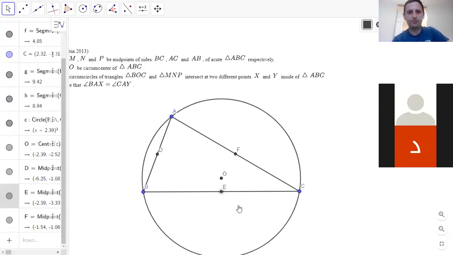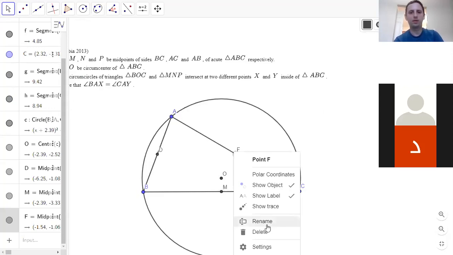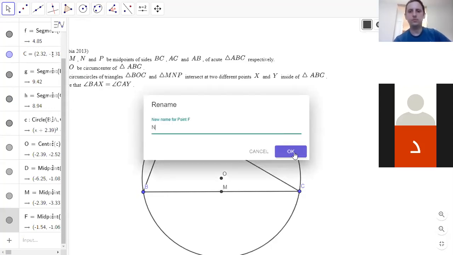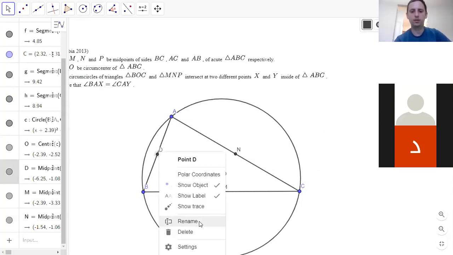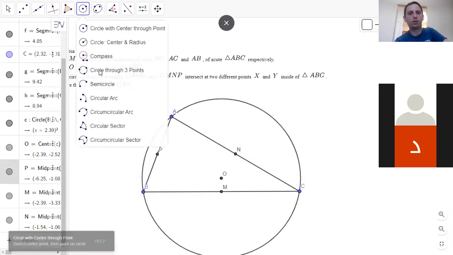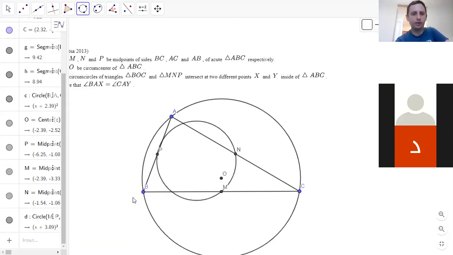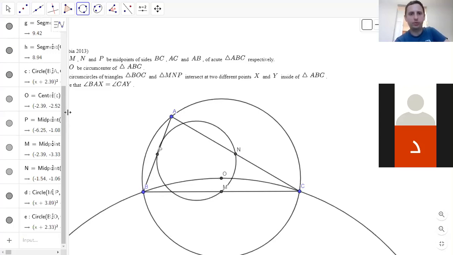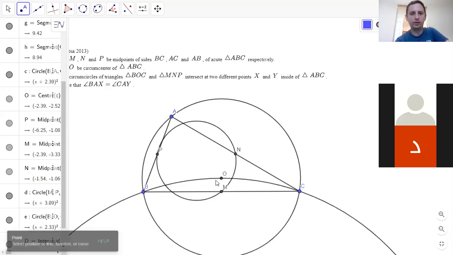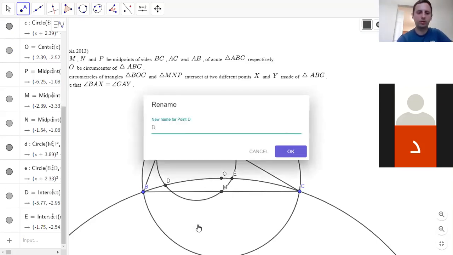So this is M. This is N. And this is P. And we draw the 9-point circle basically. So we want to see where MNP and BOC intersect. And basically we just want to show those are isogonal with A and C. So X and Y, it doesn't matter really which is X and Y for the problem, because we want to show those are isogonal.